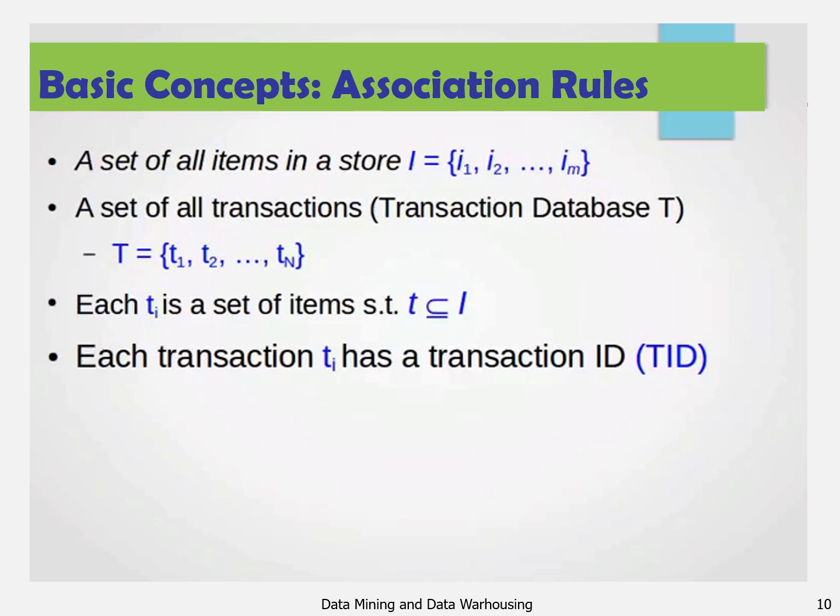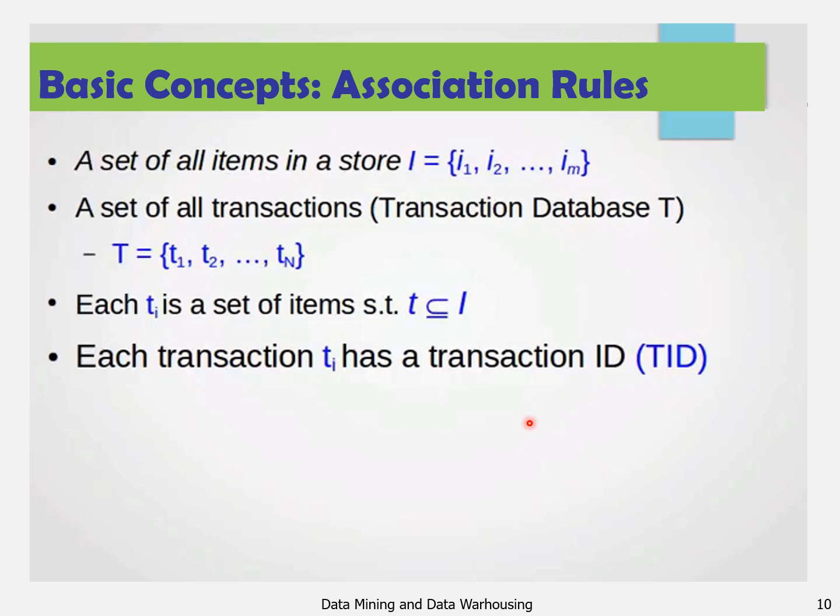Now, we have a set of all items in the store, I, which is I1, I2, I3, which stands for item, until IM, where M is the number of items in the store. The set of all transactions is usually given in a transaction database: transaction 1, transaction 2, until transaction N. Each transaction is a set of items that belong to the list I, and each transaction has a transaction ID, which is TID.